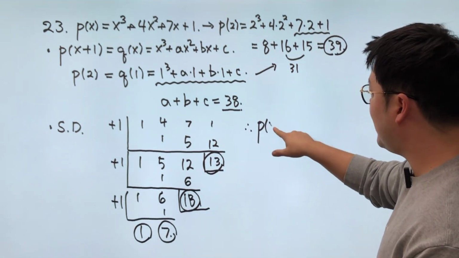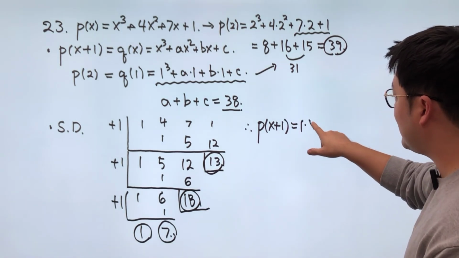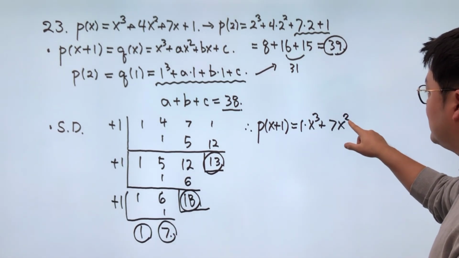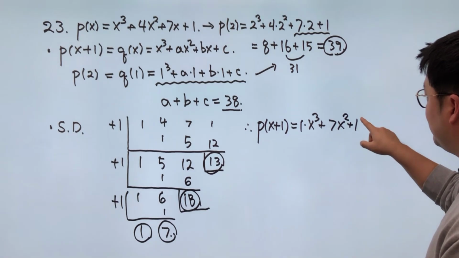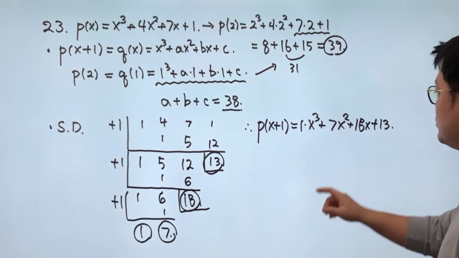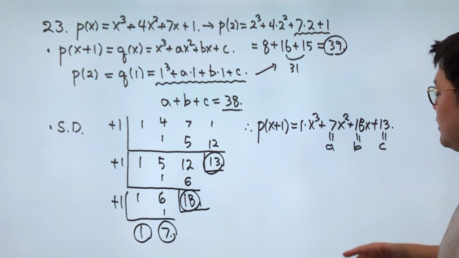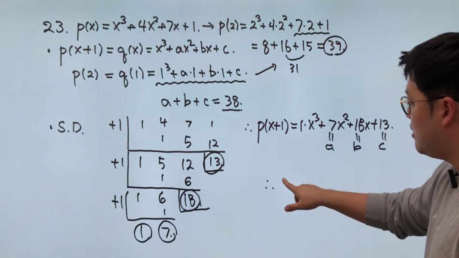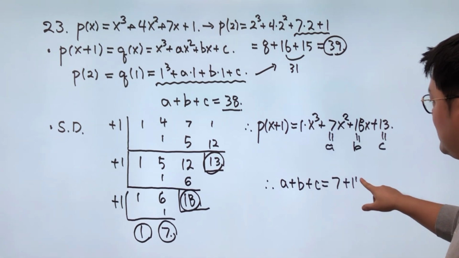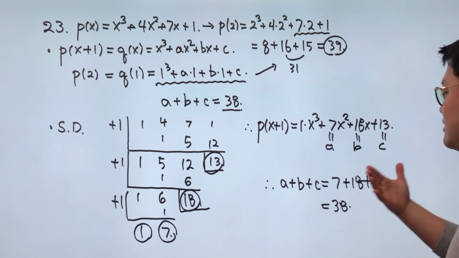So p of x plus 1 is in fact equal to 1 times x cubed plus 7 times x squared plus 18 times x plus 13. Okay, so now this time I want you to call this a, call this b, and call this c. What do you get for a plus b plus c? You get a plus b plus c equaling 7 plus 18 plus 13, and that is indeed equal to 38. That's another way of solving it.